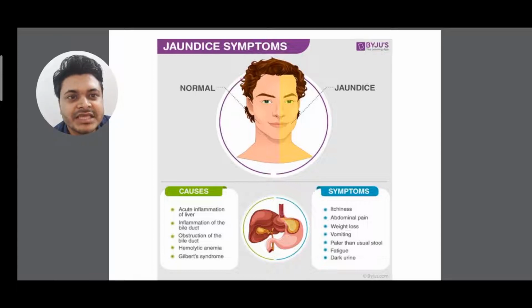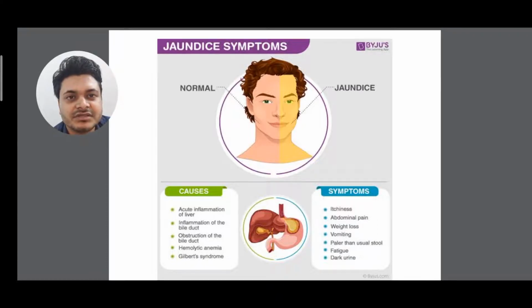You can see acute inflammation of liver. Clear? Then inflammation of the bile duct, then obstruction of the bile duct, then hemolytic anemia, then Gilbert's syndrome. What does syndrome mean? Syndrome means group of symptoms. Clear? Syndrome means group of symptoms. So these are the causes.